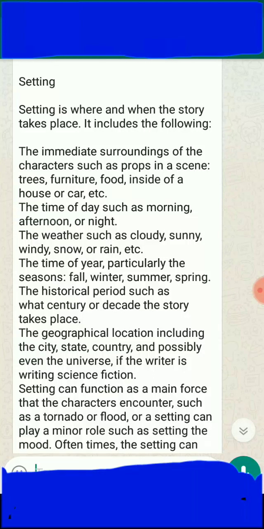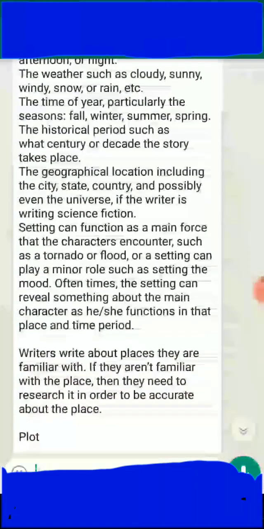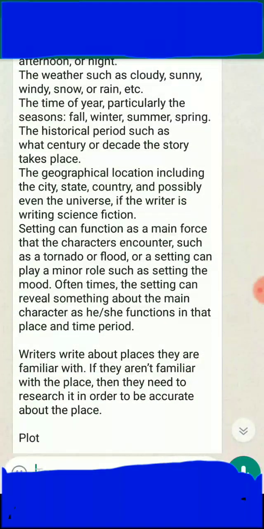The time of day, such as morning, afternoon, or night. The weather, such as cloudy, sunny, windy, snow, or rain, etc. The time of year, particularly the season: fall, winter, summer, spring. The historical period, such as what century or decades the story takes place. The geographical location includes the city, state, country, possibly even the universe.